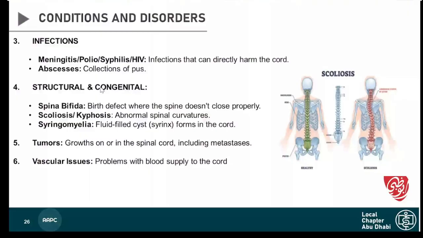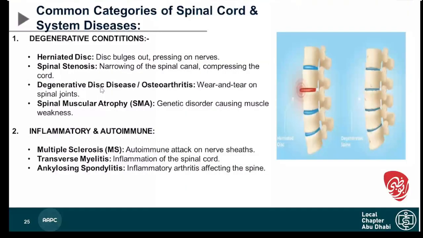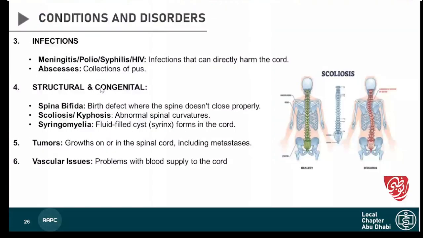Tumor, of course, that growth within or outside the spinal cord, including metastasis. Then vascular issues, problems with blood supply to the cord. So these are the conditions affecting the spinal cord: degenerative conditions, inflammatory and autoimmune conditions, infections mainly caused by microorganisms, then structural and congenital conditions, then tumors and vascular issues.